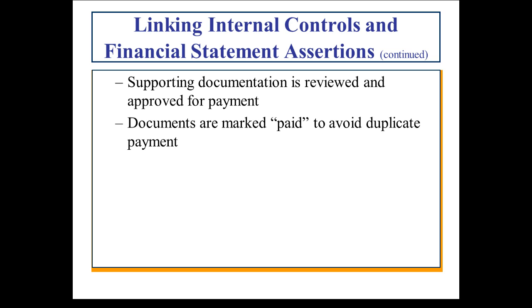From there, once the payment's been approved, the money or the form of payment will be dispersed, and we've completed that cycle. Now, is the supporting documentation, do we know it's attached to it? Is it correct? Has it been approved? And then once this has all gone through the cycle, we want to make sure we don't pay it again. So stamping paid on all those various documents helps us avoid having duplicate payments. Okay?